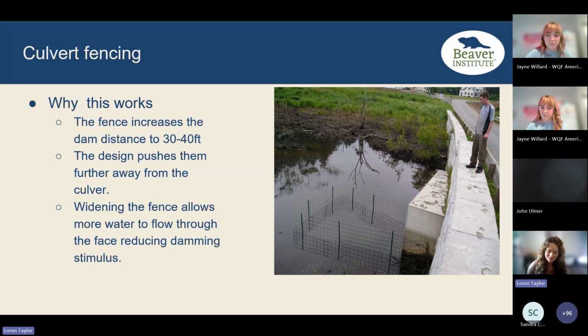So, the design also pushes the beavers further away from the culvert as they dam, which decreases damming stimulus. And we have a keystone shape that we try to utilize whenever we can in streams. By doing so, this widens the fence face, allowing more water to flow through the face rather than the sides. And that reduces damming stimulus due to the movement and flow of water.